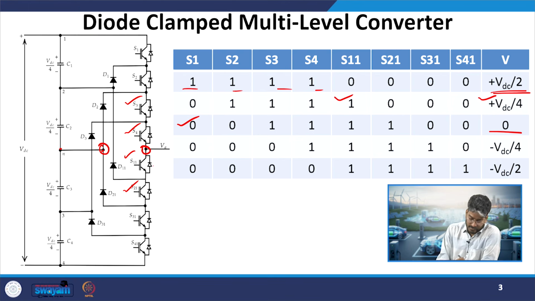Similarly, now for minus VDC by 4. For this combination, what has been done? S4 is turned on, and S1', S2' and S3' are turned on.